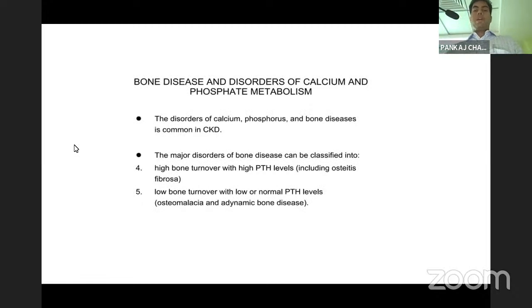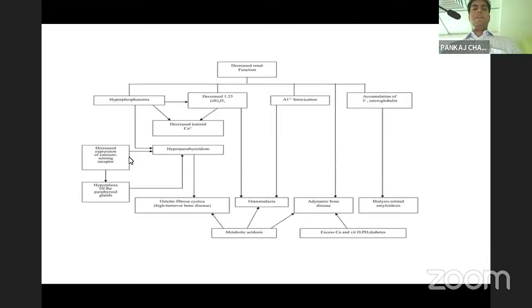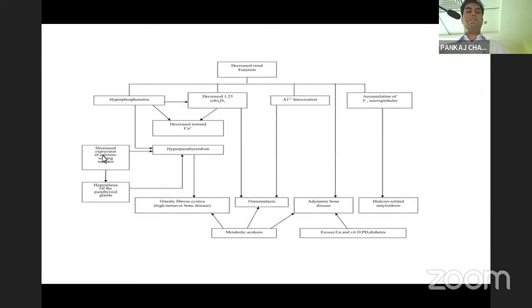Bone disease and disorders of calcium and phosphate metabolism. The disorder of calcium, phosphorus, and bone disease is common in CKD. The major disorders of bone disease can be classified into high bone turnover with high PTH level, which includes osteitis fibrosa, and low bone turnover with low or normal PTH level. When the GFR decreases to less than 25% of normal, phosphorus excretion is impaired and hyperphosphatemia occurs, which leads to secondary hyperparathyroidism.